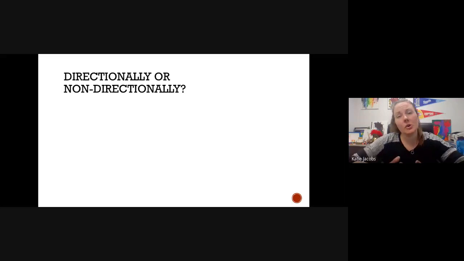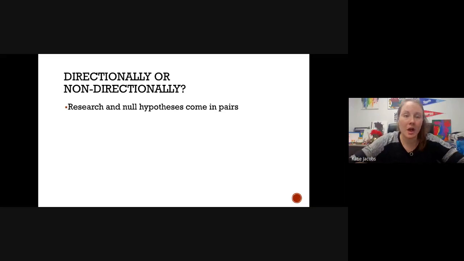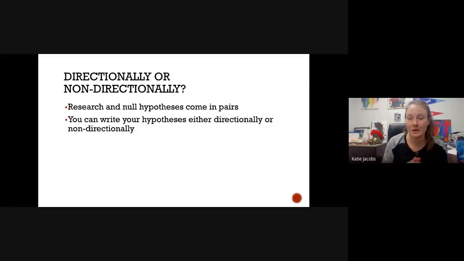So when we write our research and our null hypotheses, there are typically two different ways that we can do this. We can write these hypotheses directionally, or we can write them non-directionally. So when we choose to write one of our hypotheses directionally, we also must write the other directionally as well. So however you write your research hypothesis, if you write directionally, the null has to be directional. If you write your research hypothesis non-directionally, then you'll also have to write your null hypothesis non-directionally. They are a pair, they are a couple. So you have to write them the same way. And you can choose to write them either directionally or non-directionally.